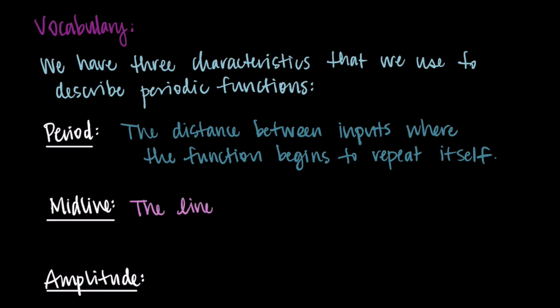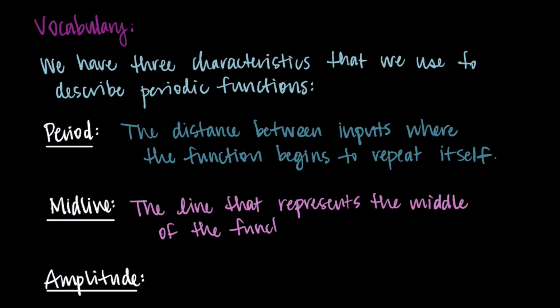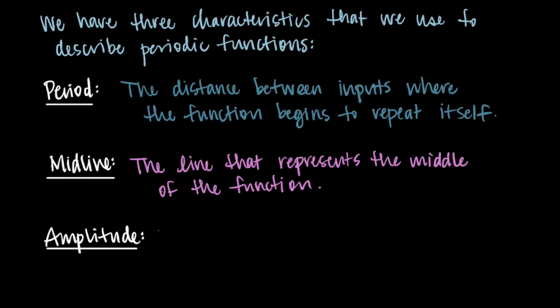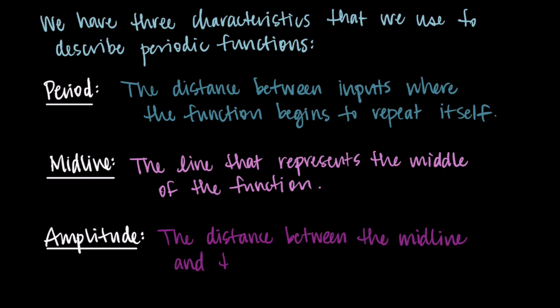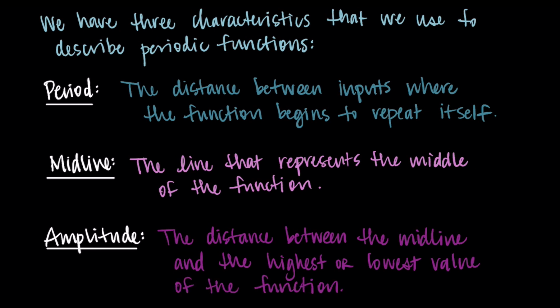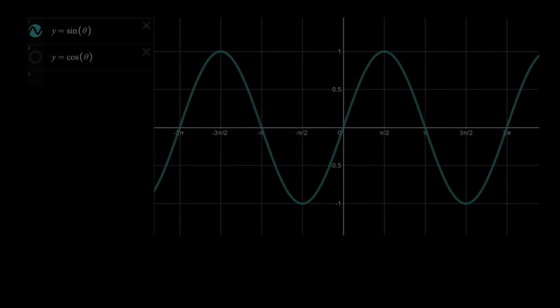Then midline refers to the line that represents the middle of the function. This one's pretty self-explanatory for what it means. Then the amplitude is the distance between the midline and the highest or lowest value of the function. You can imagine from that midline up to the top of the function or to the bottom of the function. The amplitude is that distance.